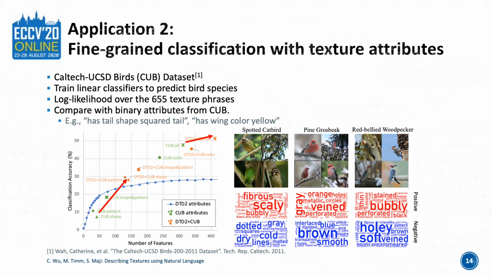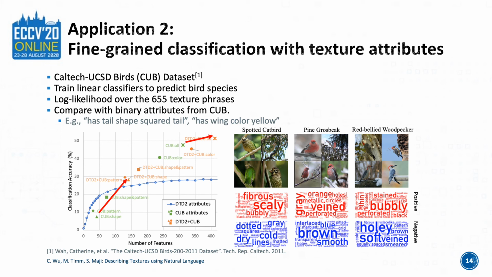We can also use our texture phrases to train fine-grained classifiers. We train linear classifiers to predict bird species on the CUB dataset. We can use log likelihood over our texture phrases as input to the linear classifier, or use binary attributes from CUB, or use the combination of the two as input. On the left plot, the x-axis is the number of features, the y-axis is the classification accuracy. The blue line represents our texture phrases, and the phrases are ranked by their frequency in our dataset.